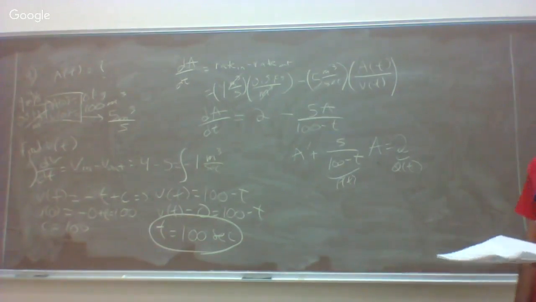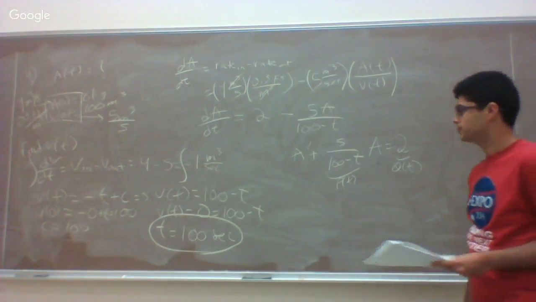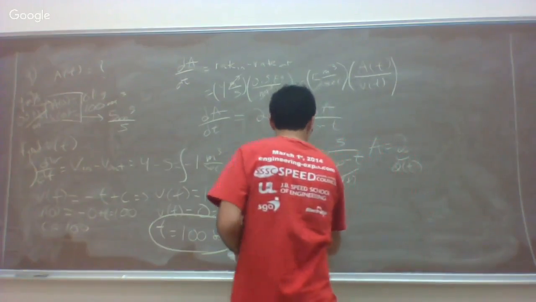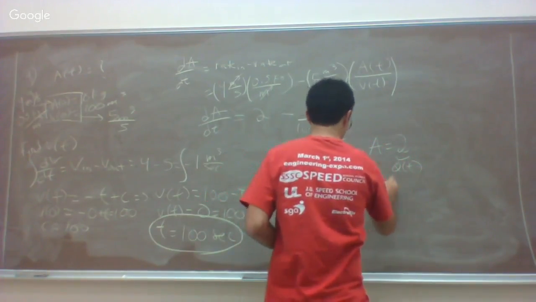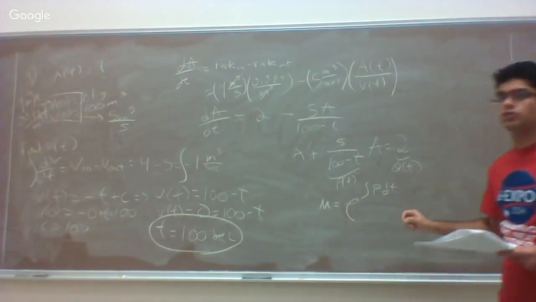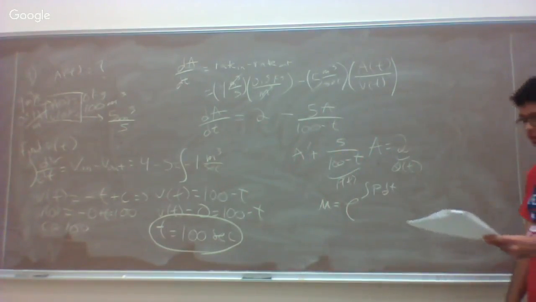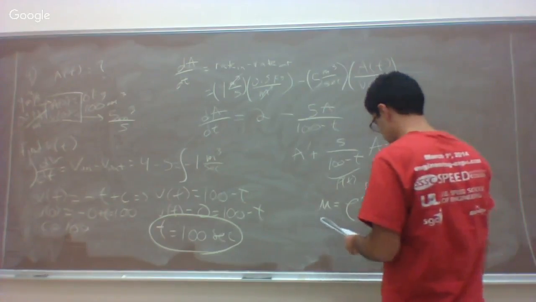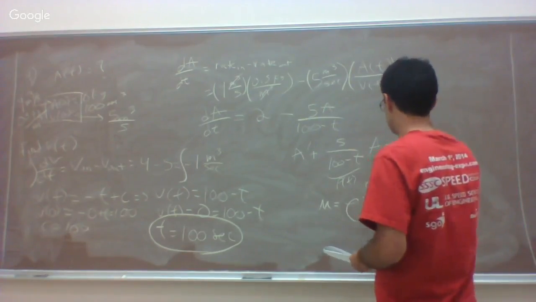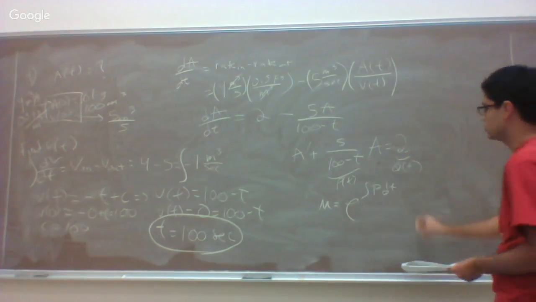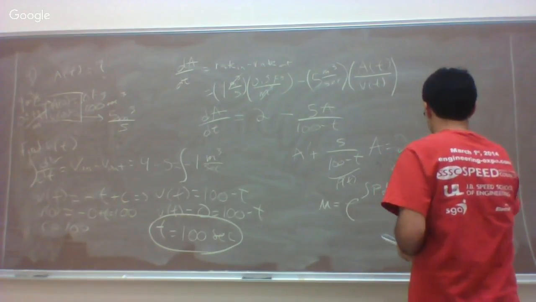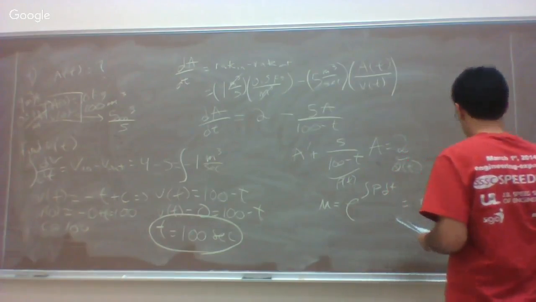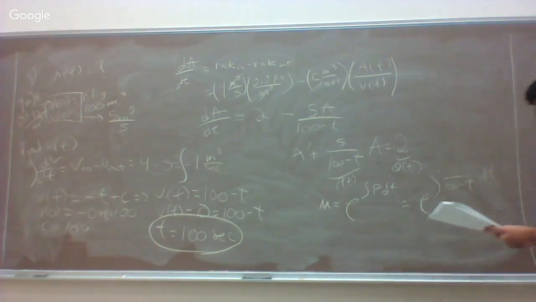So we need to find mu now. Okay. Mu is equal to e to the integral of P of t dt. You guys all should be familiar with this equation. For this, my P value, this is equal to e to the integral of 5 over 100 minus t dt. Okay.